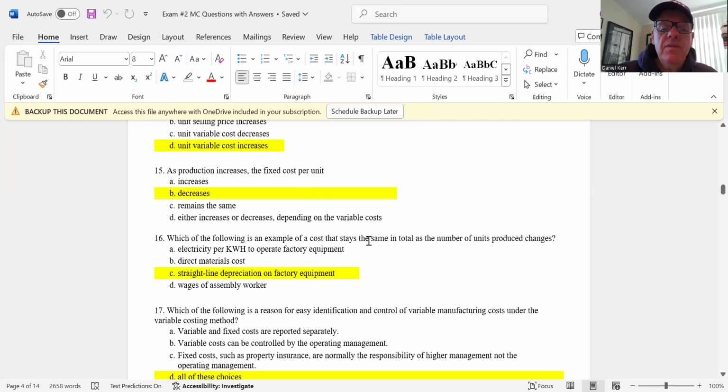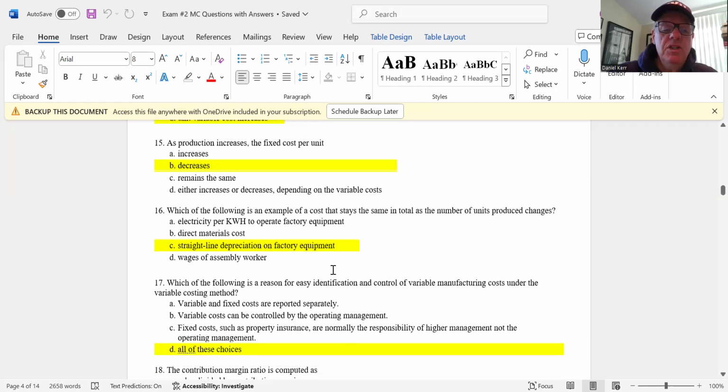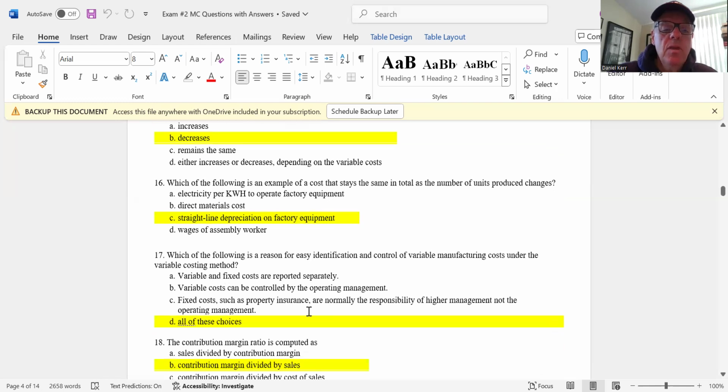Which of the following is an example of costs that may stay the same regardless of the number of units produced? So that would be straight line depreciation on factory equipment. That depreciation would be the same regardless of how many you produced. A cost that behaves in that manner would be called a fixed cost. So a cost that remains the same regardless of number of units, that would be a fixed cost. And a good example of fixed cost would be C, depreciation on factory equipment.